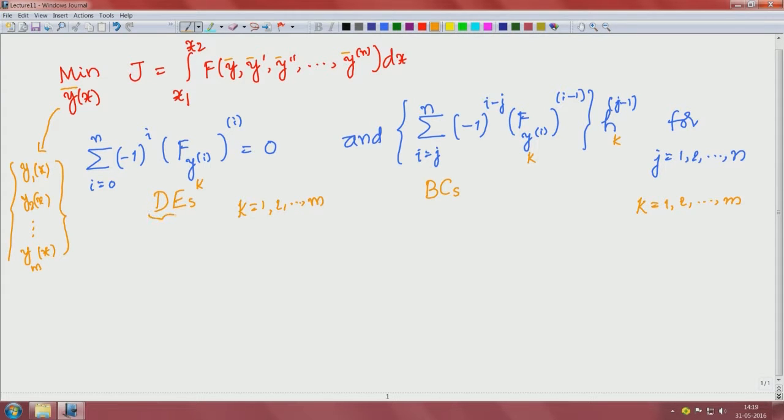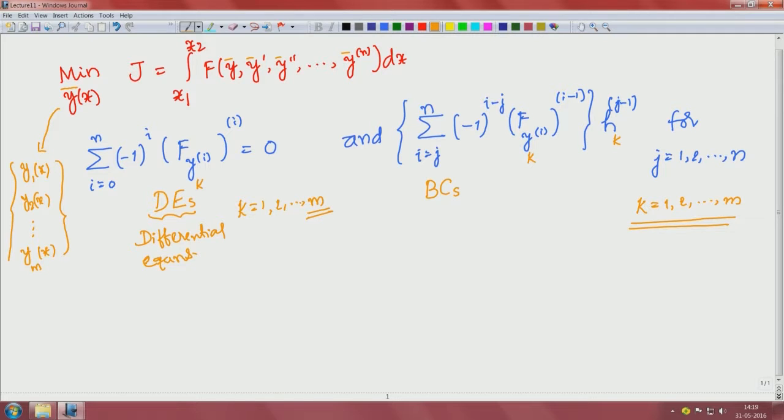So, these are differential equations. We will have m differential equations. Now, correspondingly there will be m sets of boundary conditions.